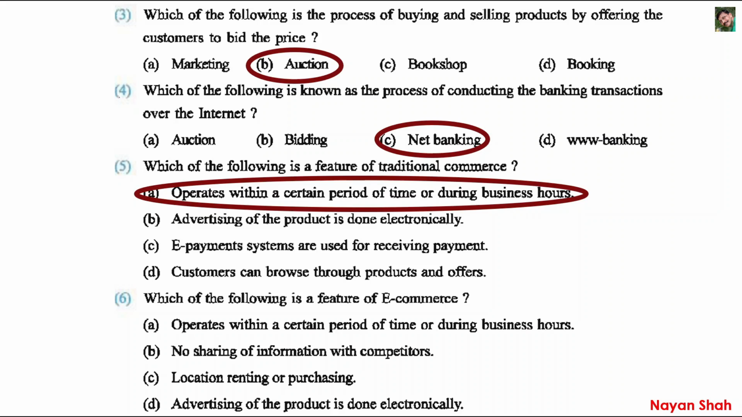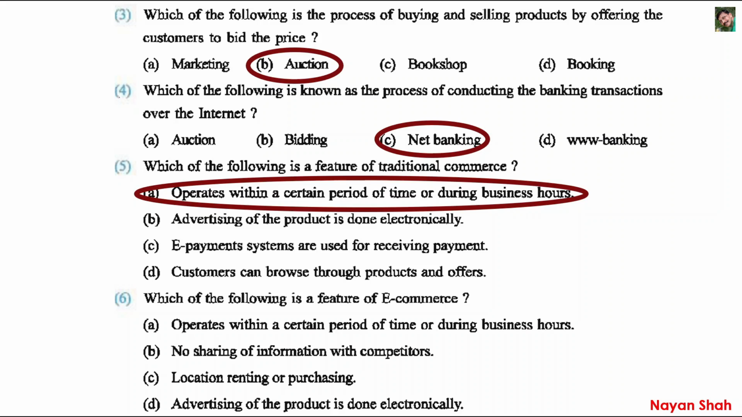Chapter 4 only, introduction to e-commerce, and question number 6. Which of the following is a feature of e-commerce? The first one was asking for the feature of traditional commerce, the previous question, and now it is asking for the feature of e-commerce. The options are: operates within a certain period of time or during business hours. No, that is only for traditional commerce. E-commerce is 24/7.